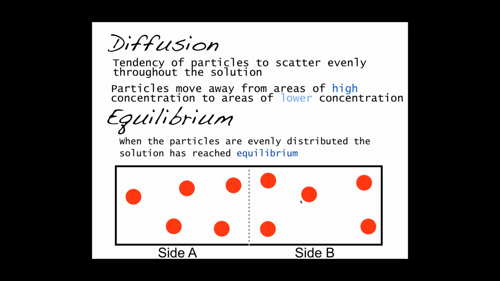So we can say here that the left side is in equilibrium with the right-hand side. Okay? They have the same concentration of molecules. To start off, they had different concentrations. Particles diffused to reach equilibrium.